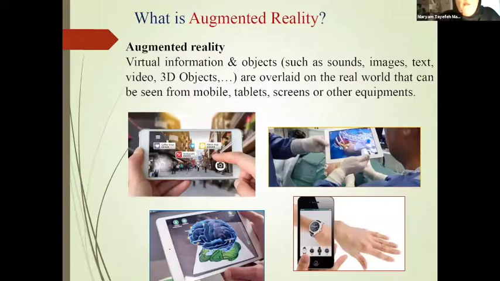Let's go into more detail about augmented reality. In augmented reality, as you can see in the pictures available here, virtual information and objects such as sounds, images, videos, and 3D objects are overlaid on the real world and can be seen through different kinds of equipment like mobiles, tablets, screens, or other equipment. So it has a very wide range of applications in medicine and in other kinds of usages too.